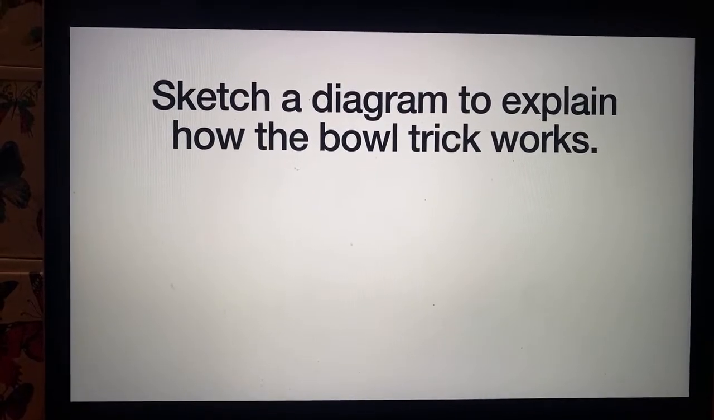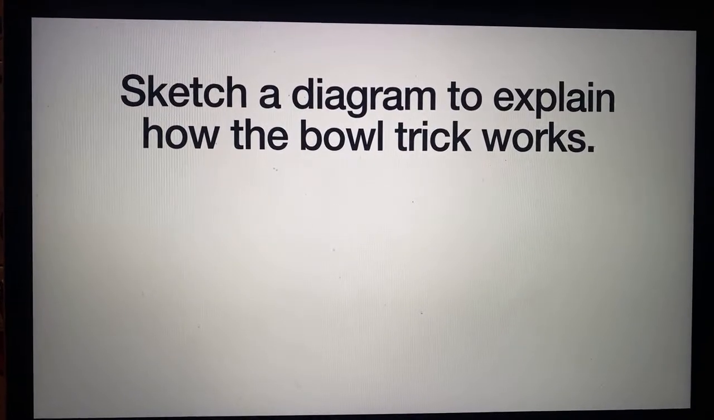It's really important for our learning that we feel uncomfortable, to fuse some neurons together, so that when we see the diagram of how it works, we're invested and we understand it better. Okay? So I'm doing it with you. I'm doing it behind you. Sketch a diagram to explain how the bowl trick works.